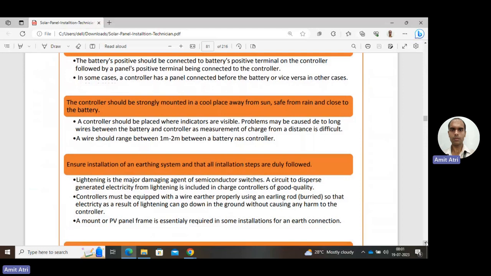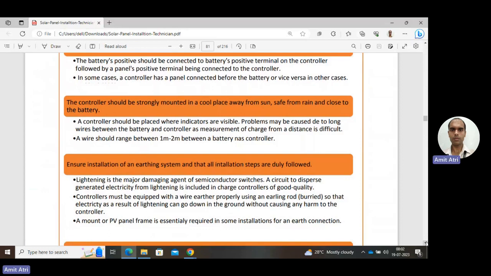The controller should be placed where the indicators are visible. It should not be that we have placed the controller but are not able to see the indicator, because then we won't get the status of our system, mainly the battery status. Long wires usually cause an adverse effect, so the controller should be approximately 1 to 2 meters from the battery.